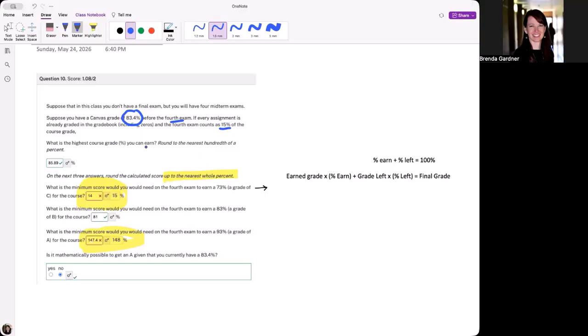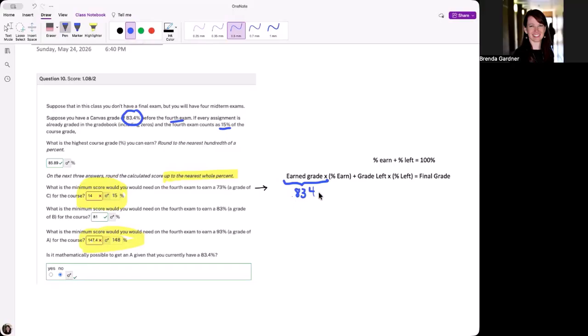You want to know what's the highest grade that you can earn. So that was 85.89%. But I'm going to figure out what is the minimum score you would need on the fourth exam to earn a 73%. Your earned grade is the 83.4%. I suggest you change it to a decimal instead of a percent, but you could leave it whole as long as you were consistent across your equation.